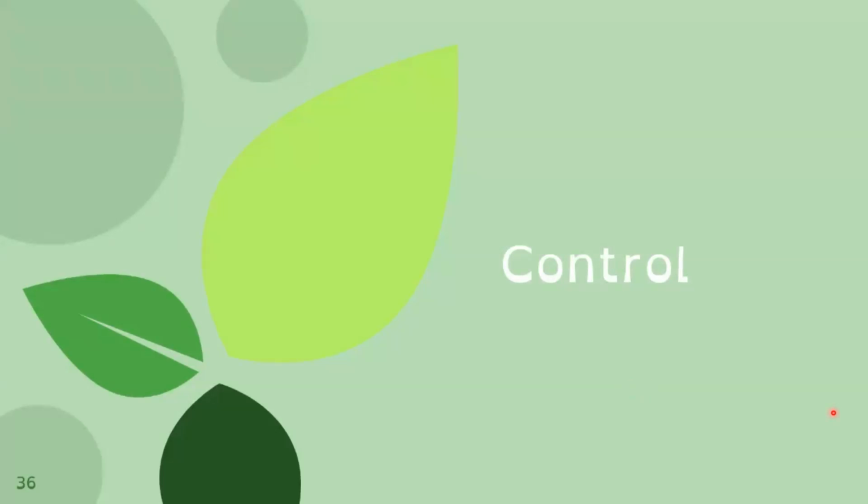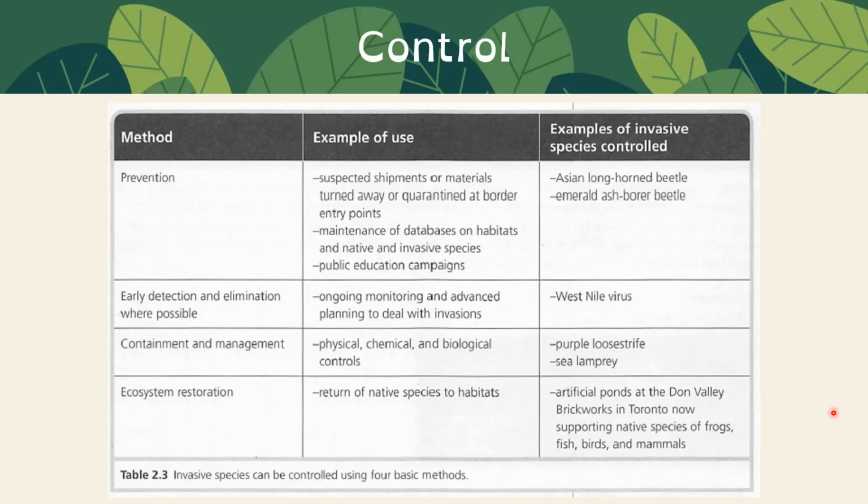So what does control even mean? So here, this also is a chart from your workbook. So those steps that we were just looking at. So at the prevention level, we're trying to make it so that we prevent any invasive species from coming in.